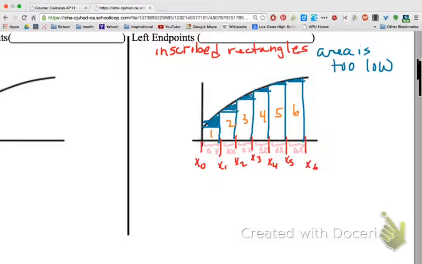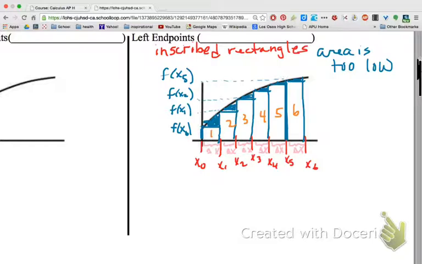And so now, again, I'd like to label their y values. So this one would be f of x sub 0, because it's the height right here, and then this one is f of x sub 1, and this one is f of x sub 2, and so I'm going all the way up to f of x sub 5, because the height of this rectangle is the y value for x sub 5.